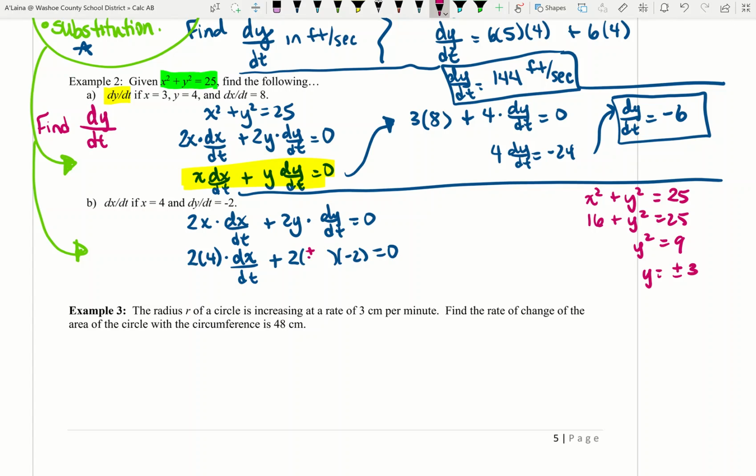So there are 2 different answers here for y, which leads me to guess there are going to be 2 different answers for dx over dt. I'm going to rewrite this really quickly as, just simplify this, 8 dx over dt. And then I have 2 times plus or minus 3, which would be plus or minus 6, times a negative 2. Well, that's kind of interesting. Numerically that's a 12, but what's happening with the signs? Originally this was plus or minus, but I multiplied it by a negative. This is now minus plus.